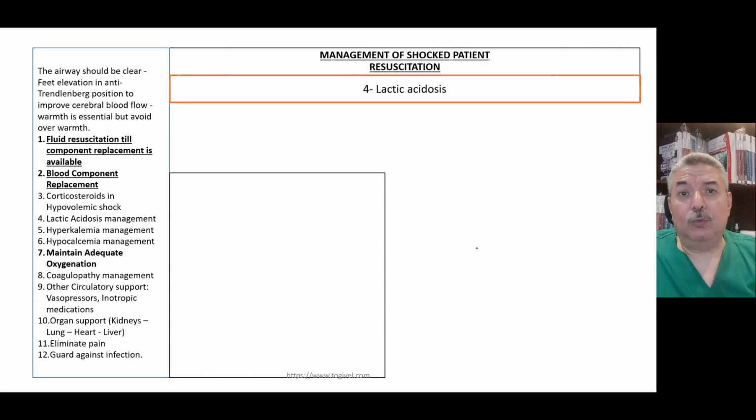Next is lactic acidosis. And lactic acidosis marks the turn of events. When lactic acidosis happens, everything is turned against the patient, and everything escalates very quickly, because lactic acid is very harmful to endothelial cells and endothelial cell function.